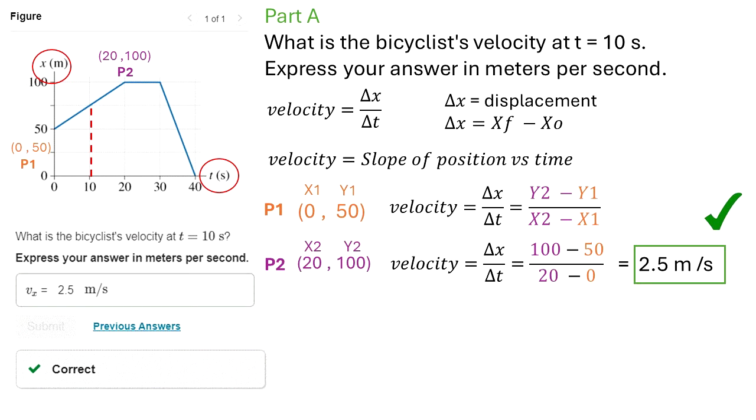Remember that the velocity for any time between 0 and 20 is going to be 2.5 meters per second. The reason why is because that portion of the graph is a line, and the velocity for any time within that boundary is going to be the same because the slope of a line is a constant.